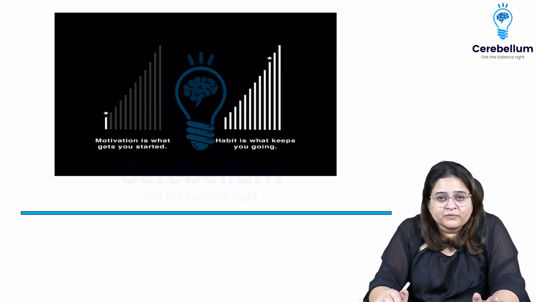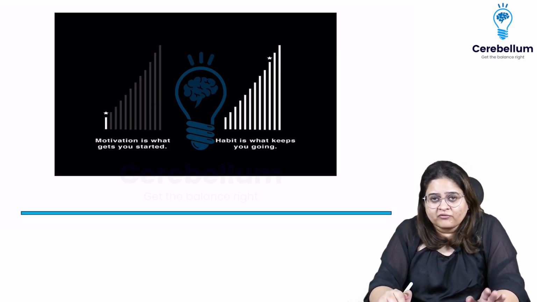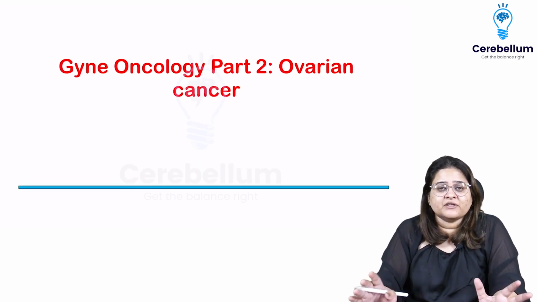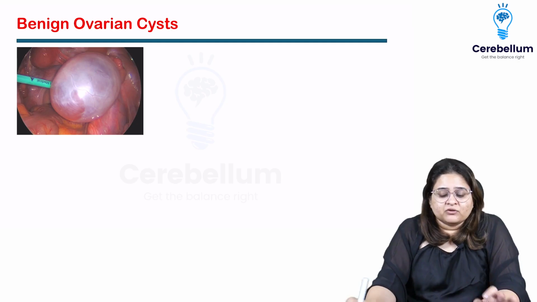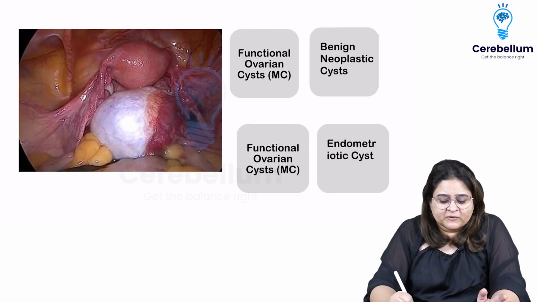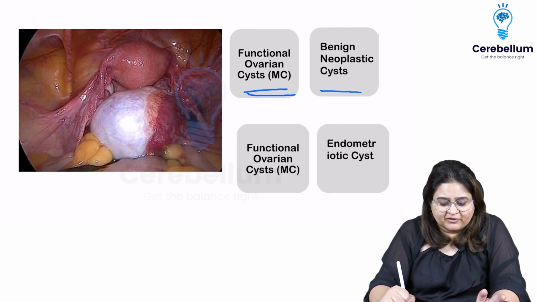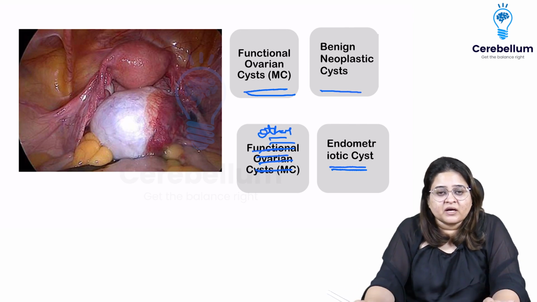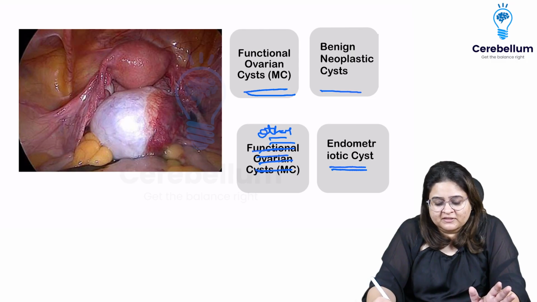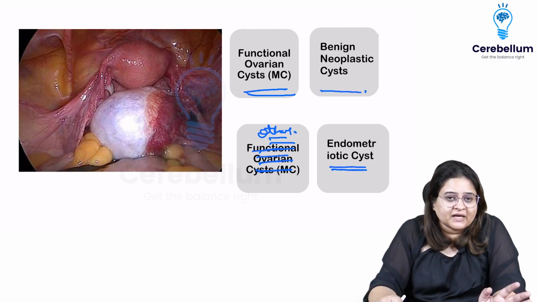Okay, so now we move on to revision of ovarian cancers, which is again a very important and a little bit vast topic, starting with benign ovarian cysts. Now, in benign ovarian cysts, we have functional ovarian cysts, we have benign neoplastic cysts, we have endometriotic cysts, and here we have others, like tubo-ovarian masses. So others comes in para-ovarian cysts. So we have functional, benign, endometriotic, and others.